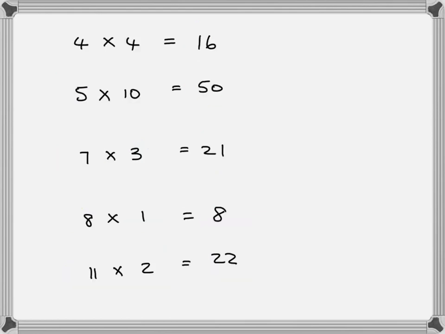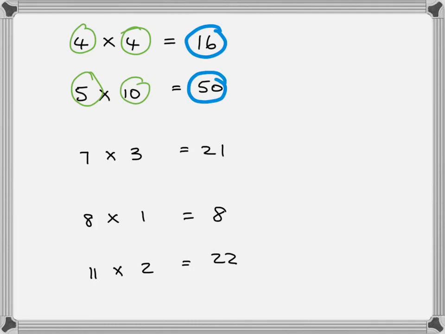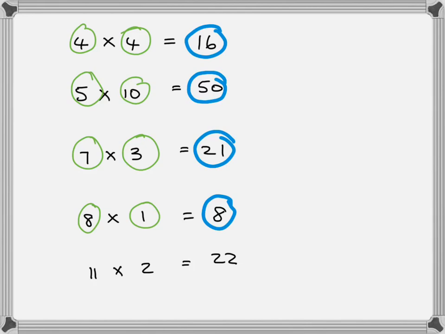Okay, let's look at a few more. How did we get to 16 here? We said 4 times 4. Those were the factors of 16 in that particular problem. Next one, how did we get to 50? We said 5 times 10. Those were the factors there. And what are the factors of 21 in this equal sum? They are 7 and 3. Those are the factors for that particular one. 8 over here, we said 8 times 1. And the last one, let's look at the factors of 22 over there. They were 11 times 2.